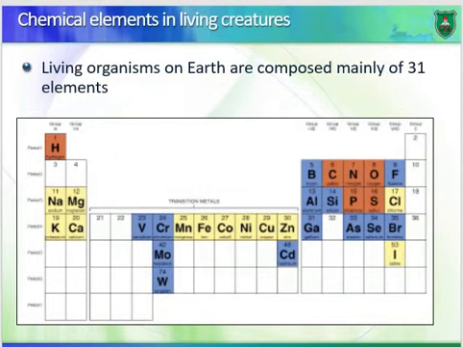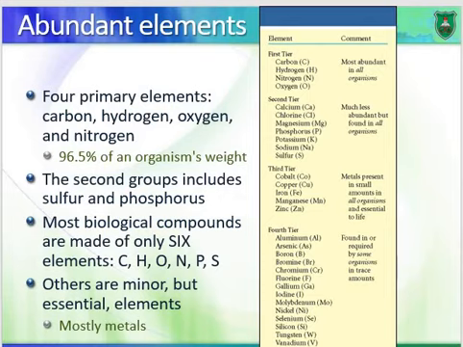In our living systems or living creatures, there are several elements of the periodic table, and we're mainly composed of 31 elements as shown in the periodic table. Some of these elements are very abundant, and the primary ones are actually carbon, hydrogen, oxygen, and nitrogen, and they constitute more than 96% of an organism's weight. There are some other elements that we need to a lesser degree, but they're still important, like sulfur and phosphorus, and even the ones that we need in very trace amounts, they're still very important to the structure and maintenance of health and well-being of an organism.